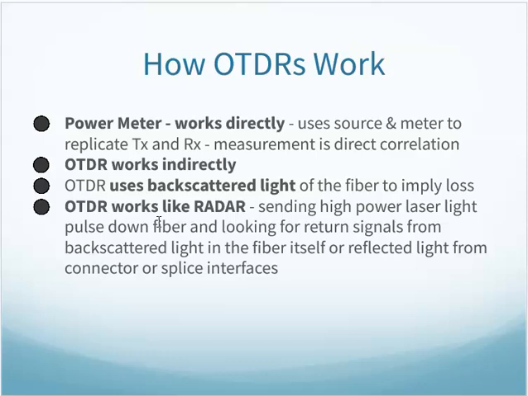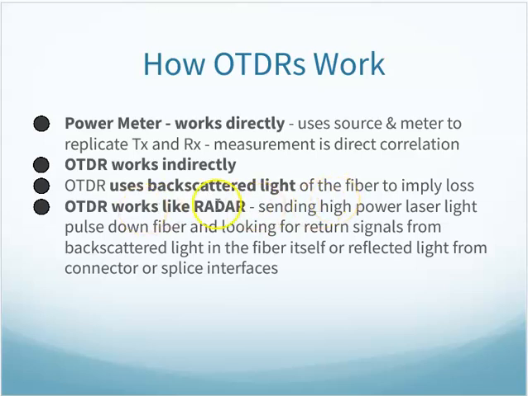The power meter works directly. I have the light source, and then I have the meter end, and it's actually measuring that signal strength coming through. OTDR works indirectly. It actually looks at the backscattered light. So as you move light through the fiber, some of it's going to get backscattered to you from connectors, splices, etc. And from that, it can imply loss.